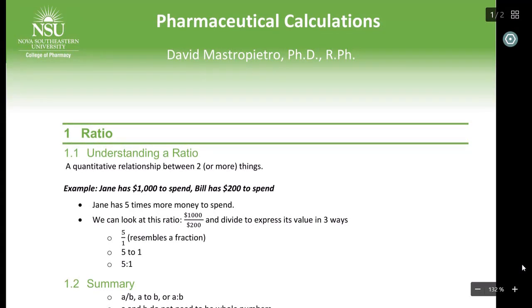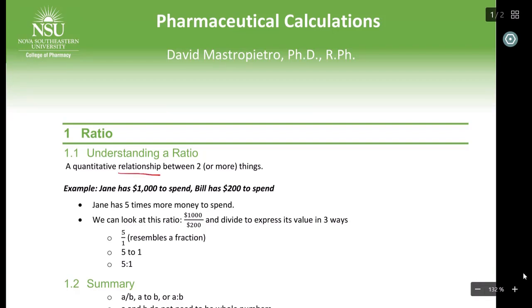So today we're going to be talking about ratios and proportions. So let's begin talking about what is a ratio. When we're talking about a ratio, we are talking about a relationship between two or more things.